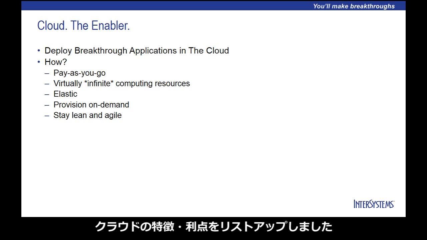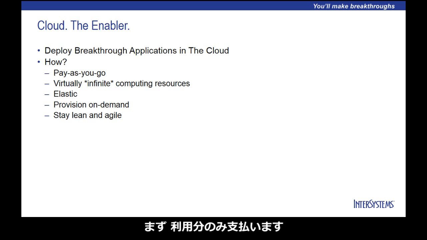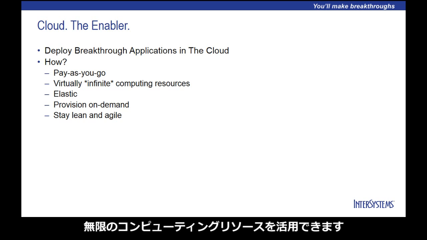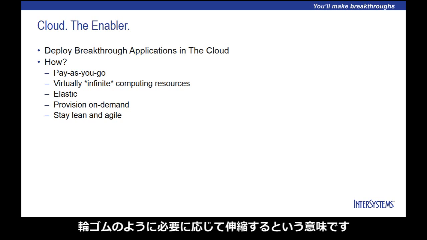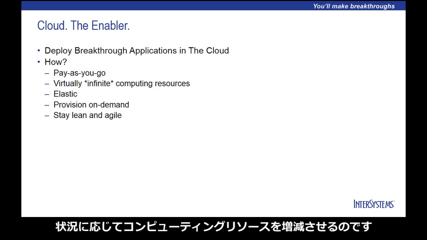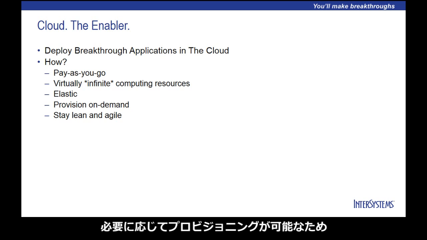Some of the features or benefits of the cloud are listed here. You only pay for what you need. You can have virtually infinite computing resources. The cloud is elastic. That's one of its key features. What does elastic mean? It's like a rubber band. You grow when you need to, and you shrink when you don't. So you increase your computing resources when you need them, and you decrease them when you don't. You can provision this on demand as and when you need, and you can stay lean and agile. You don't have to make a big capital investment for all of this infrastructure, and you can just pay for what you need.